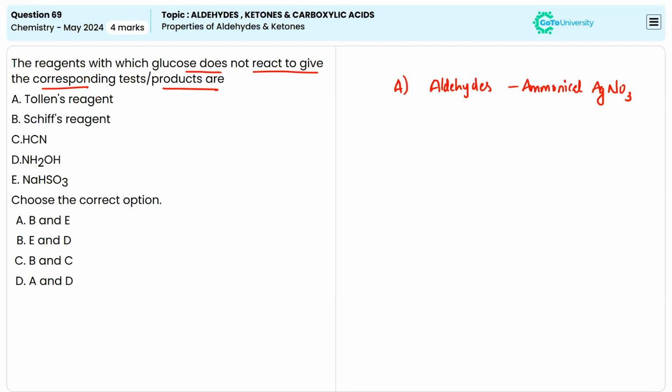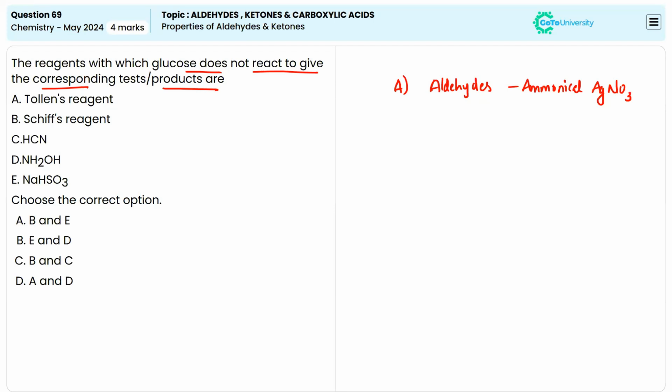Now, the second one is Schiff's reagent. Before that, if you use Tollens' reagent, aldehydes will produce the positive test. Means the Tollens' test provides a shiny silver mirror on the inner face of the test tube. So aldehydes will give the test, that means they will produce the silver mirror, while ketones will not. That's how we distinguish aldehydes and ketones by using Tollens' reagent.